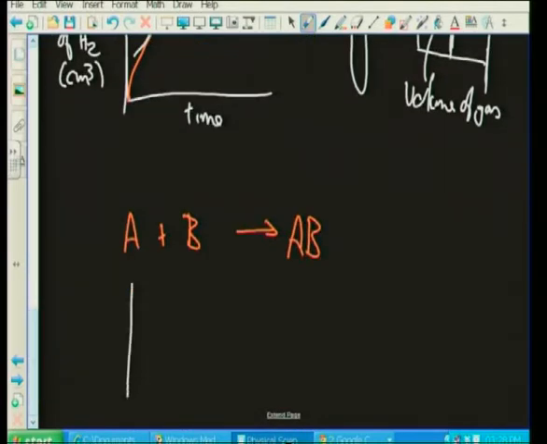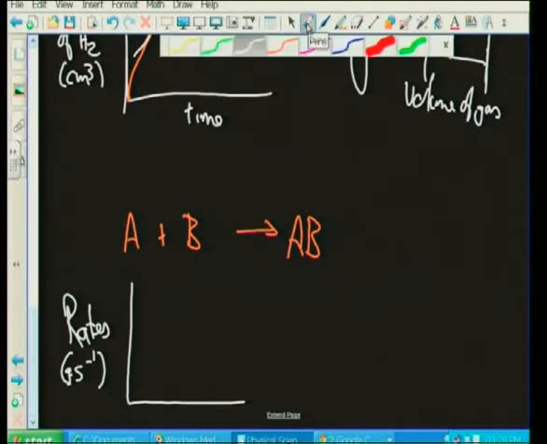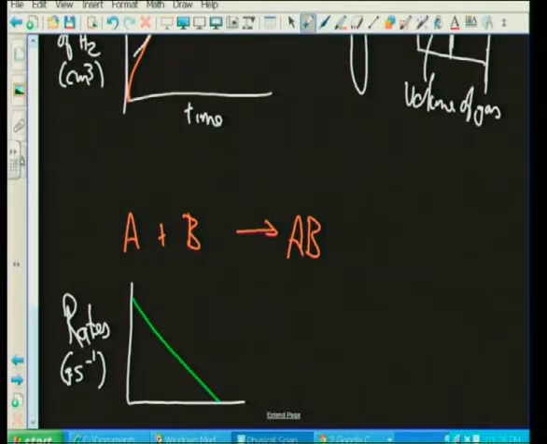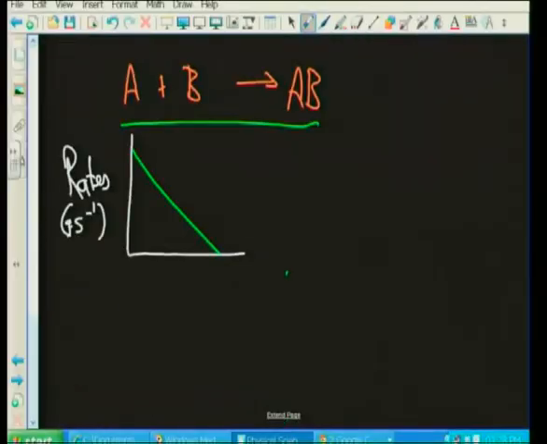So if we were to draw a graph of rate, and rate could be measured in per second, or mass in grams per second, or centimeters cubed per second, what we would recognize is that you would start with a rate that is generally quite high, and it would then decrease until it reaches zero. And this is for a straightforward reaction, where A plus B is turned into product. The other type of graph that grade 11s need to know that's related to this is those energy profiles.